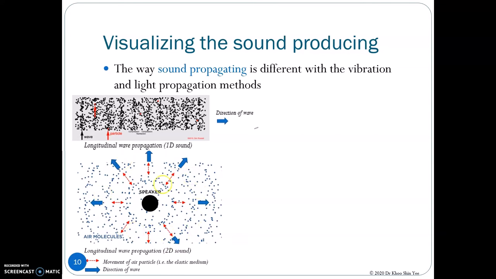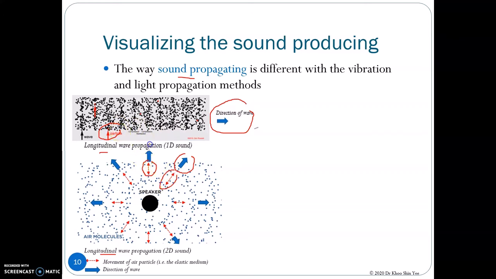At this particular moment, you can see that compression happened at this location where the air particles are the most, and this is called the compression. And over here you have the rarefaction, and you can see that the sound propagates in this direction, which is moving outward from the speaker. In simple terms, sound propagates in the longitudinal direction, where the direction of the wave is the same as the movement of the air particles, which is the medium.